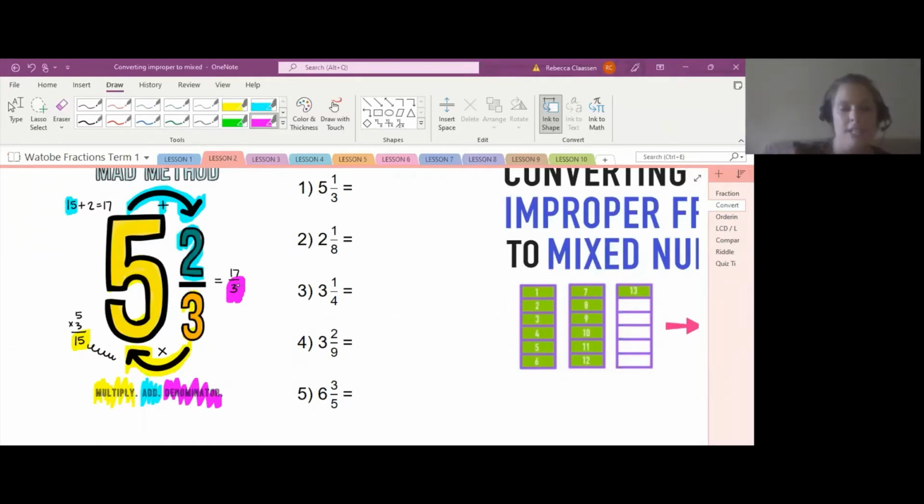All right. So Naomi, you're going to follow the steps. Okay. You're going to multiply the denominator by the whole number. Okay. So 3 times 5 gives us 15. That's our 15 there. Then we add the numerator, which is our 2. And that is going to give us 15 plus 2, 17, which is going to go over the denominator.